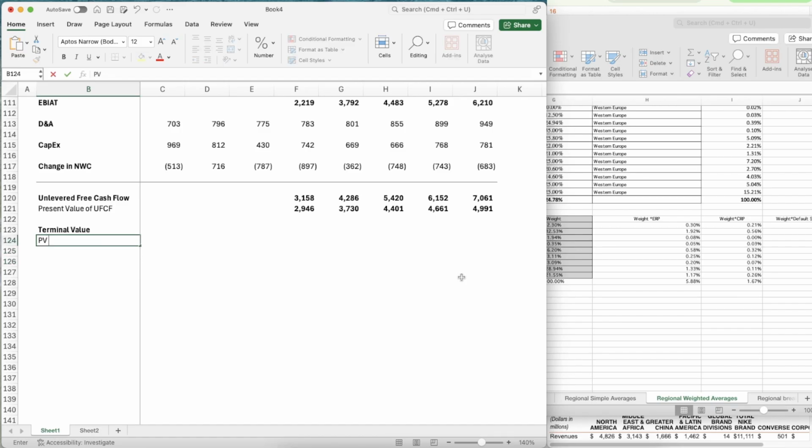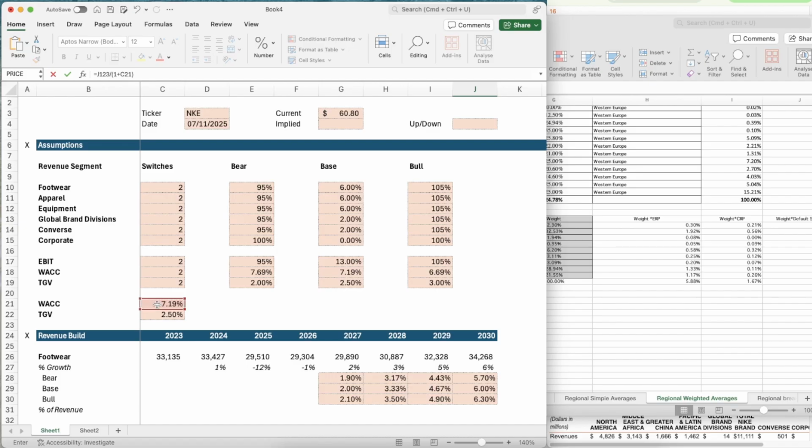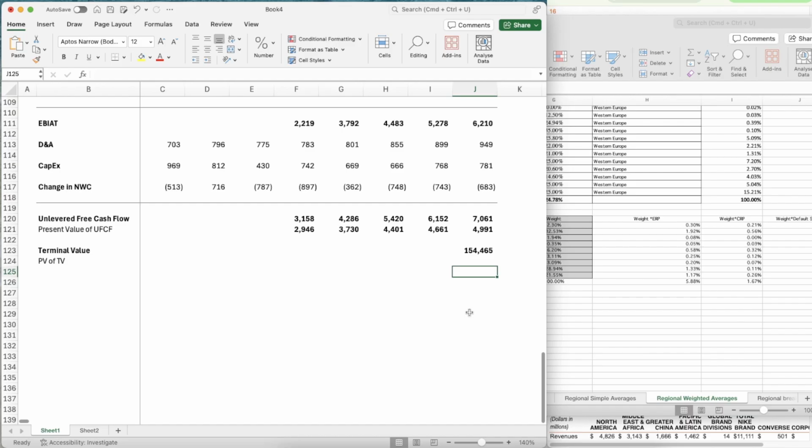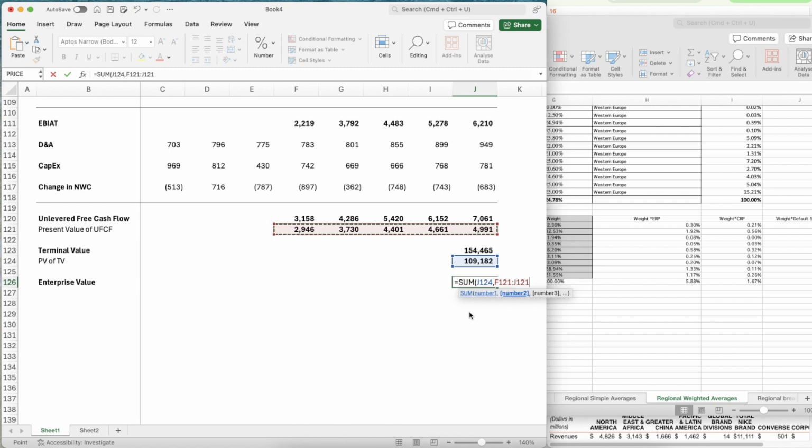And we want to know what the present value of the terminal value is. And we just go the terminal value divided by 1 plus the WACC to the power of that final year, which is 5. Once we have the present value of the cash flows and the terminal value, we can calculate the enterprise value. All this is you go sum equals sum, you take the present value of the terminal value, and all of the present value of the free cash flows that we forecasted.